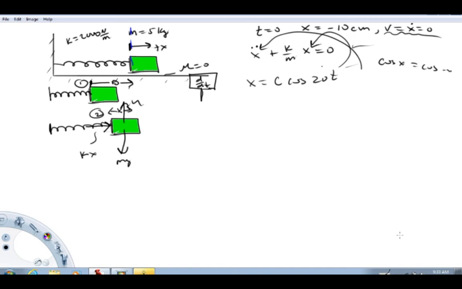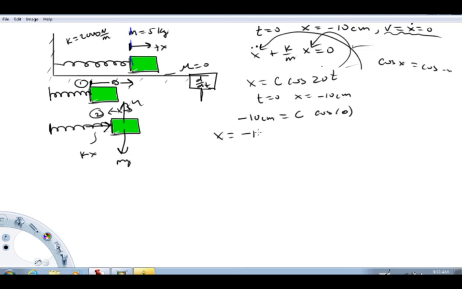The last thing to do here is to apply the condition that when t is equal to 0, x is equal to negative 10 centimeters. If you want to put negative 0.1 meter, it's perfectly fine. We're going to have negative 10 centimeters equals a constant times the cosine of 0. Cosine of 0 is 1, which means our constant is negative 10 centimeters, and we finally are there.